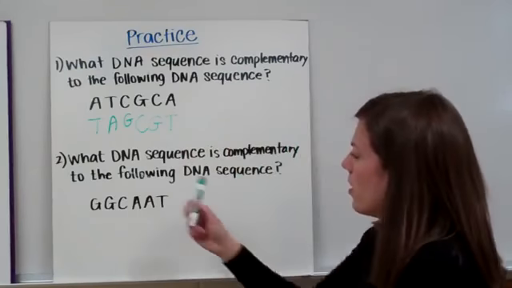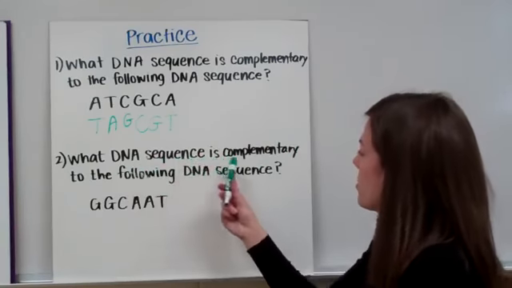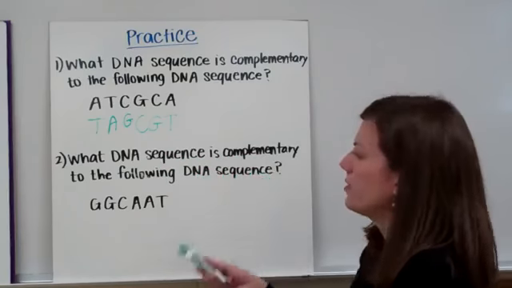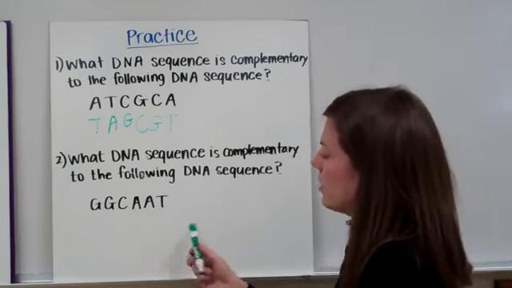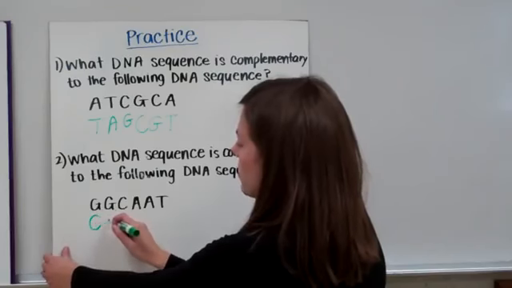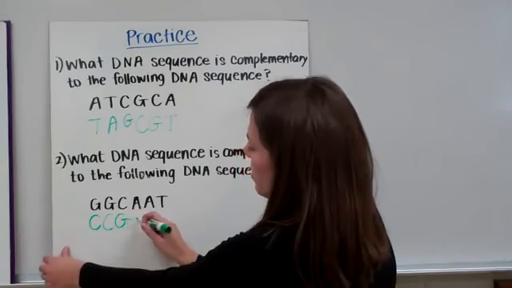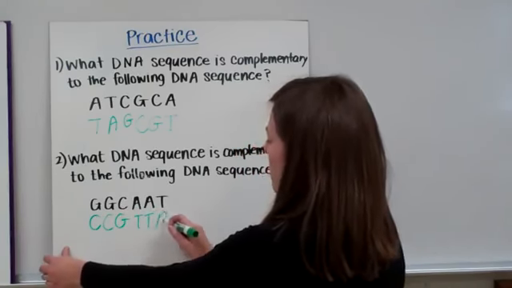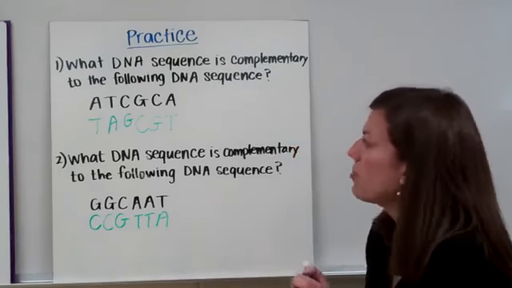Second question, what DNA sequence is complementary to the following DNA sequence? They give you G, G, C, A, A, T. So again, G binds with C, G binds with C, C binds with G, A binds with T, A binds with T, T binds with A. And there you go, those are your complementary strands.